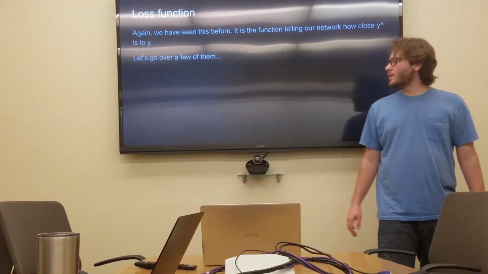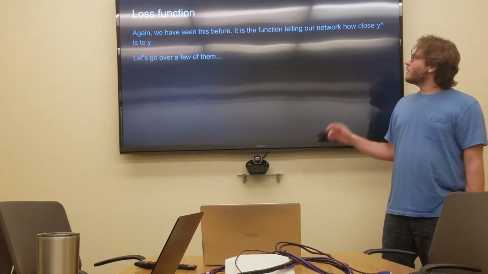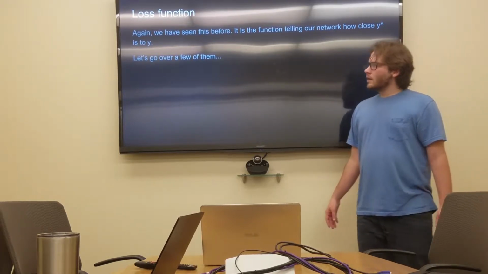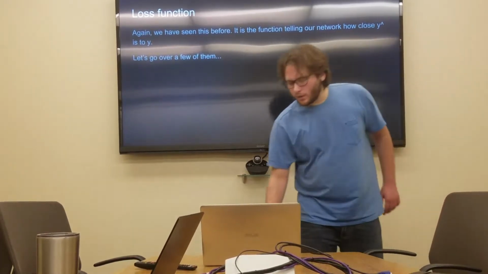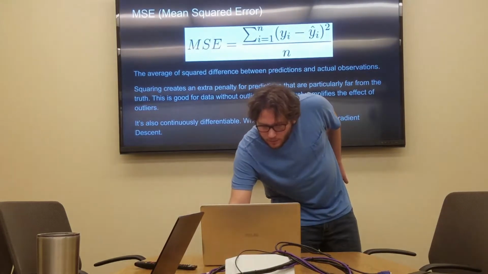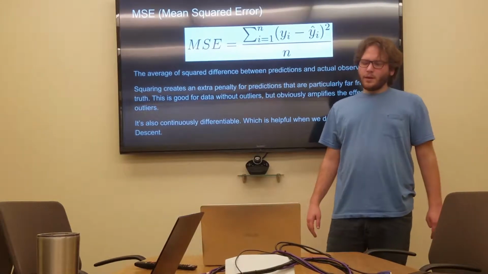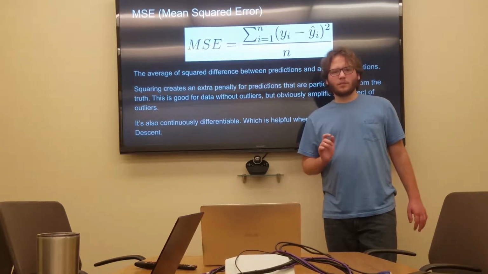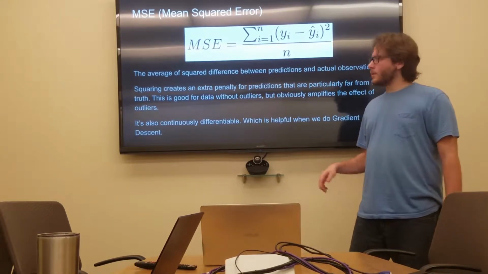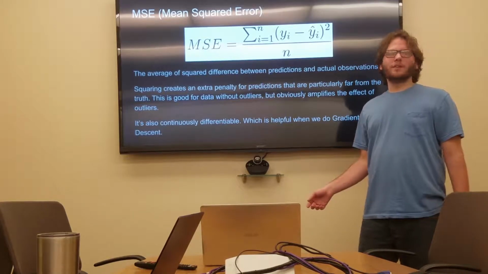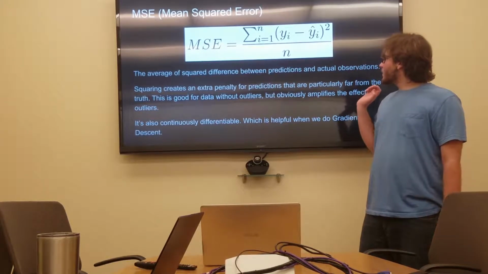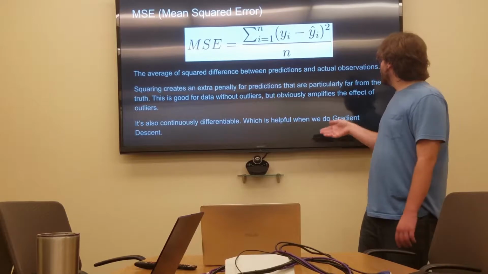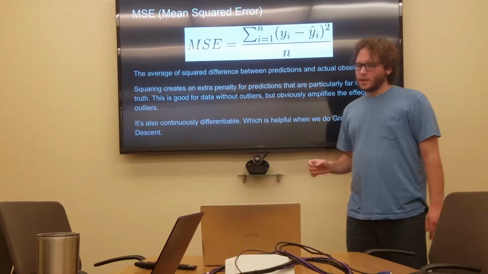Loss functions. We've talked about them before, but we haven't gotten into it too much. Let's see what the difference is between all of them. Mean squared error. I think we've worked with this one before. I think this might be the one we were using on the project. Oh yeah, it's on the homework too, I think. This is the average squared difference between the predictions and the actual observations.